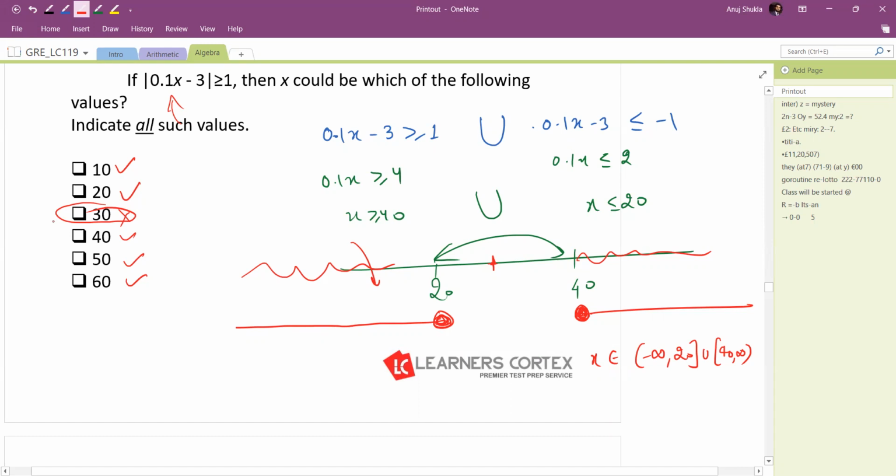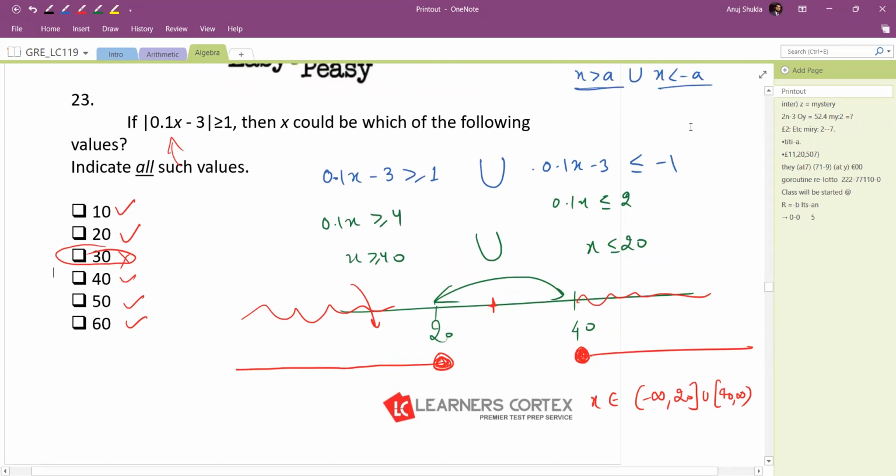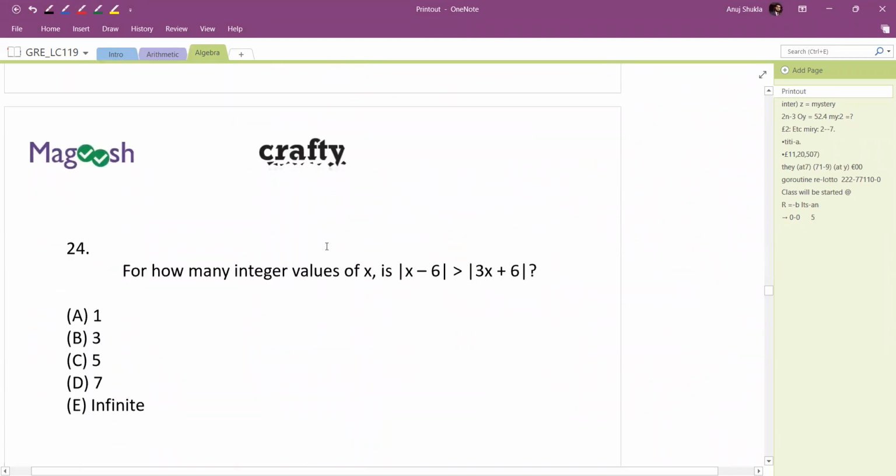Done? Yes, sir. Okay. You are able to understand this modulus now. Believe me, people generally do not understand this modulus in the first go, but once you understand, this will become very easy. Okay. Try this again.